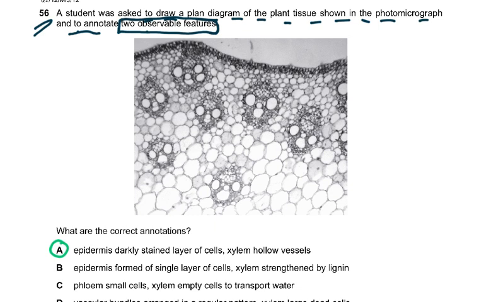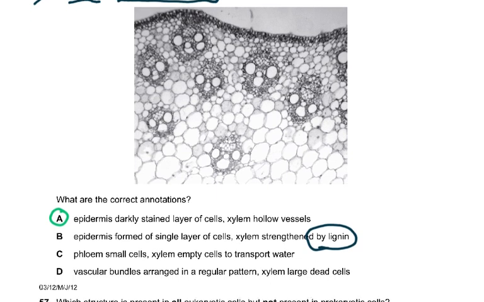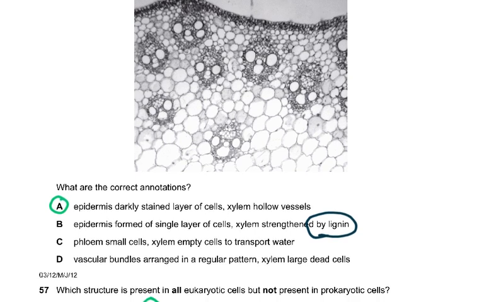What are the correct annotations? Epidermis, darkly stained layer of cells, xylem, hollow vessels. Now, why could you not have said B? Form single layer of cells, xylem strengthened by lignin. Where did you see the lignin? I can't see the lignin in it. Phloem, small cells, xylem, empty cells to transport water. Well, who knows what is being transported where? We can't see it, we can't observe it. Vascular bundles arranged in a regular pattern, xylem, large dead cells. I can't see any dead or living things here.